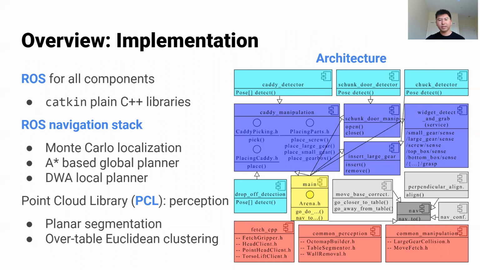For perception, we mainly use the Point Cloud Library to process the data from the robot's RGBD head camera. For all of our perception tasks, we first run planar segmentation to get the points above the table, and then do Euclidean clustering. On the right side, we have a diagram for our architecture. Shown in the yellow block, we have the main component, which has 4 manipulation and 3 detection components above. The gray blocks are for navigation. We also extracted the common code to operate the Fetch robot and handle perception and manipulation tasks.